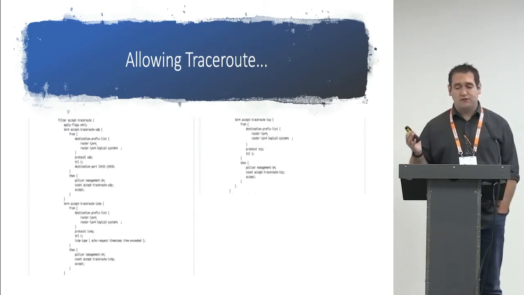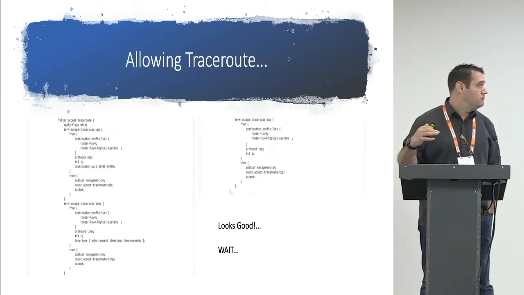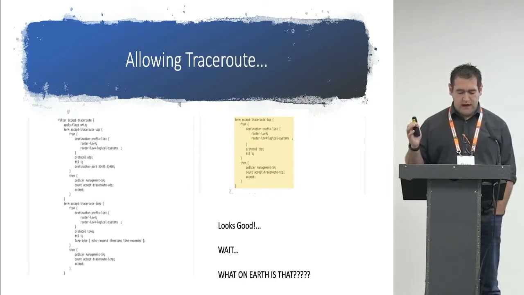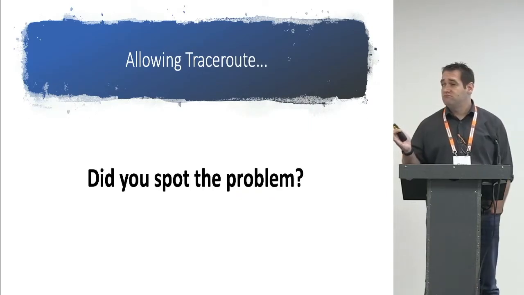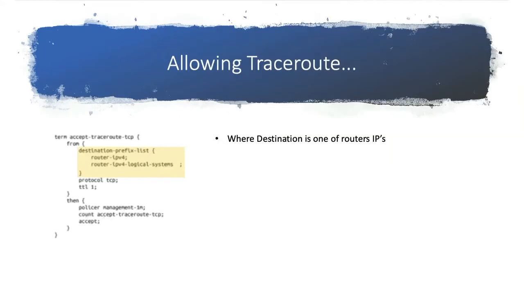This is a section that talks about allowing traceroute. It's really tiny. Looks good, right? Hang on. What's that? Anybody see the problem? It's quite small, so let's have it a bit bigger. What this is saying is when the destination is the router's IP or the router's logical system IP, well, for starters, that actually isn't going to do what they want with this firewall rule, and that's not actually what it ends up applying. When the protocol's TCP and the TTL is 1, then accept.